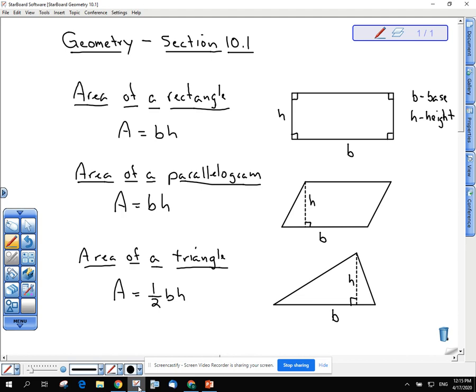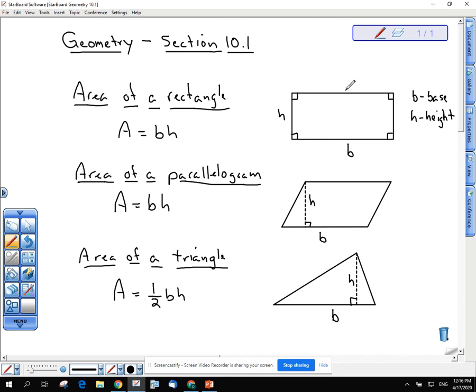Obviously, those figures are all figures we've already studied this year, but we did not study them in context of area. So here you have an area formula for a rectangle. I assume you're already familiar with this, but just a quick review. B stands for base, H stands for height. If I let this length right here be the base, the height would be perpendicular to it. It does not have to be the bottom.